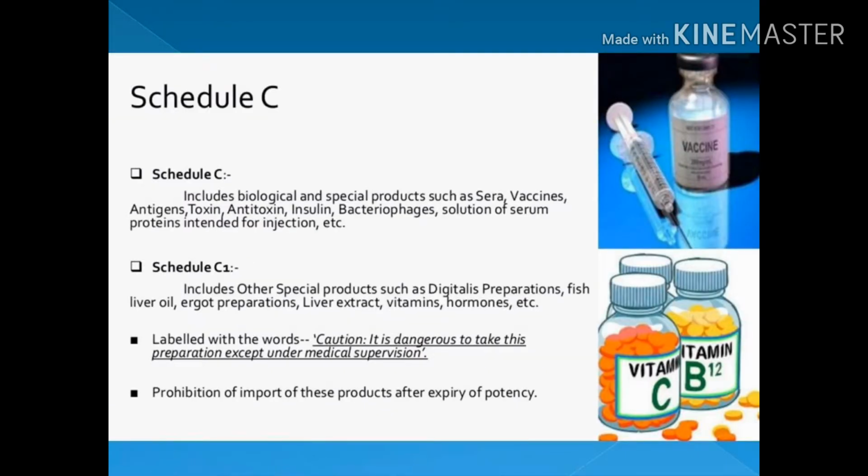Schedule C. This includes biological and special products such as sera, vaccines, antigens, toxins, antitoxins, insulins, bacteriophages, solutions of serum proteins intended for injection, etc. Schedule C1 includes other special products such as digitalis preparations, fish liver oil, ergot preparations, liver extract, vitamins, hormones, etc. These are labeled with the word caution: it is dangerous to take this preparation except under medical supervision.